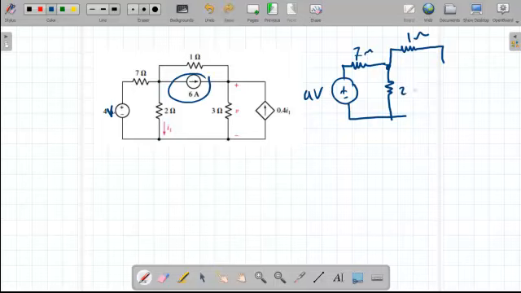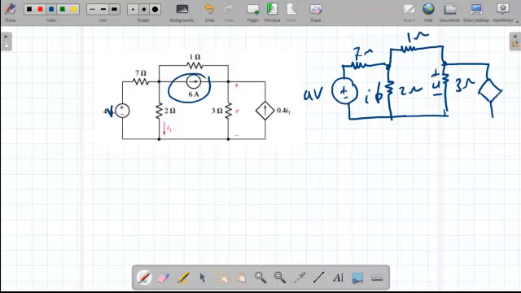2 ohm, and this is I1, and here we have the 3 ohm resistor, and this is V, and we have here the dependent source 0.4 I1. So we can just write nodal equation for this circuit. So we call this 1 and we call this 2.